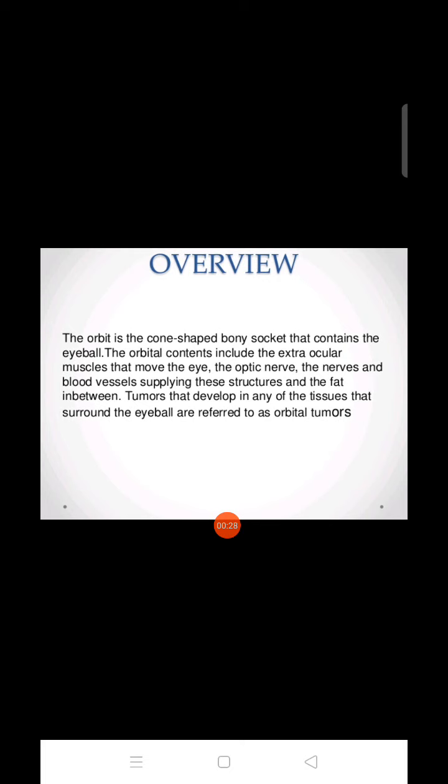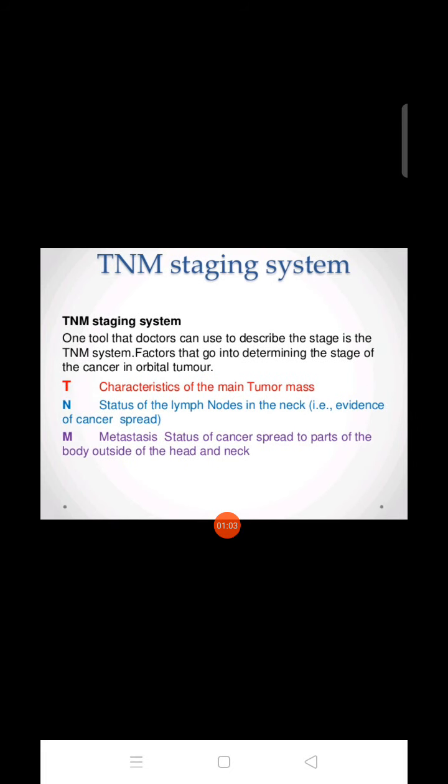Just we'll see an overview. The orbit is a cone-shaped bony socket that contains the eyeball. The orbital content includes the extraocular muscles that move the eye, the optic nerve, the nerves and blood vessels supplying these structures, and the fat in between. Tumors that develop in any of the tissues that surround the eyeball are referred to as an orbital tumor. The tumor can develop anywhere near the orbit.